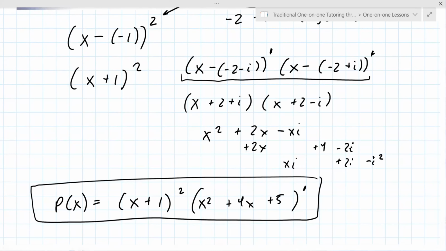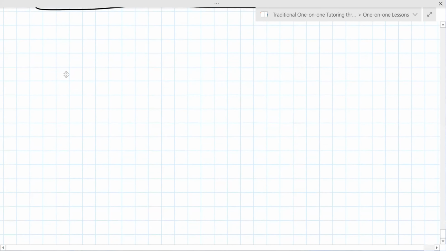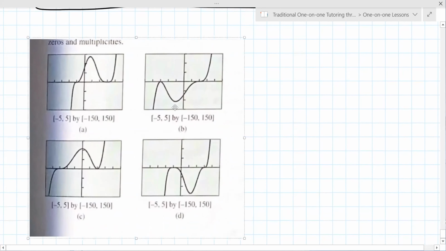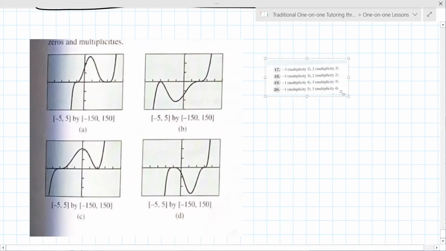So let's see what else we got here. 17 through 20. What are the instructions? Oh, match the graph. Okay. And let me grab the functions. All right.